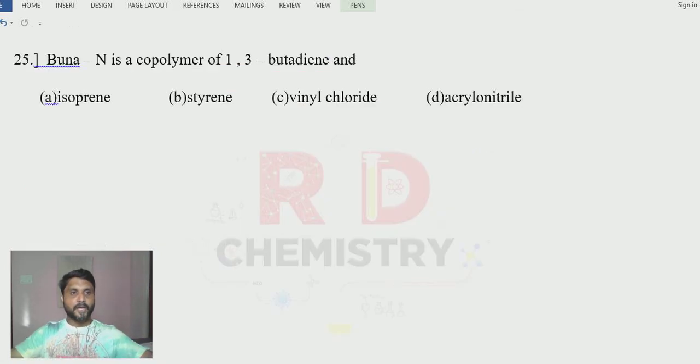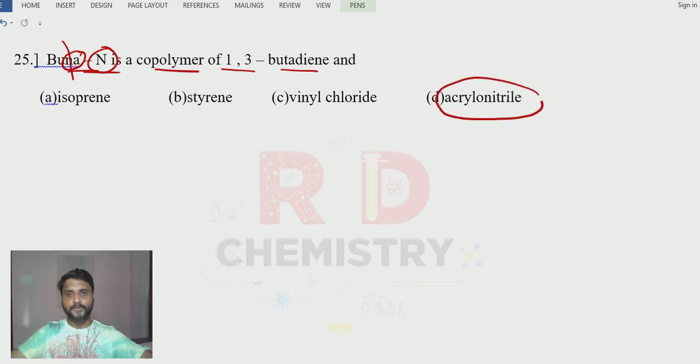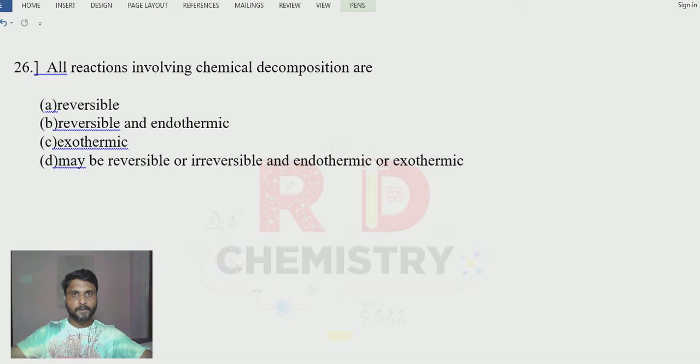Question number 25. Buna-N is a copolymer of 1,3 butadiene and. So here Bu stands for butadiene, Na stands for the sodium metal as the catalyst, N stands for nitrile, and the nitrile is the acrylonitrile. Option number D is the answer. Next question. All reactions involving chemical decomposition. Answer is D. It may be reversible, it may be irreversible, it can be endothermic or it can be exothermic depending on the nature of the reactant and the experimental conditions.